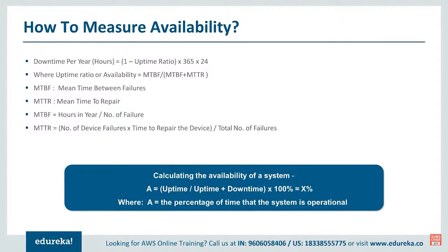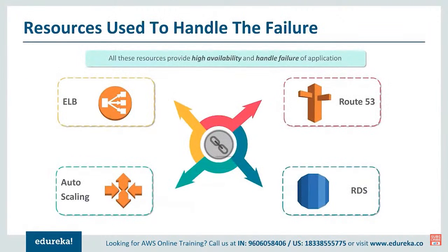Then you have terms like MTTR, which is mean time to repair. So this refers to the time that you take to recover from an outage situation. So this actually relates to your SLAs that your company or organization has committed to both external and internal customers. So resources typically used in the most common application architectures that would help you provide high availability and handle failure: you have services like ELB, which is the implementation of a load balancer.